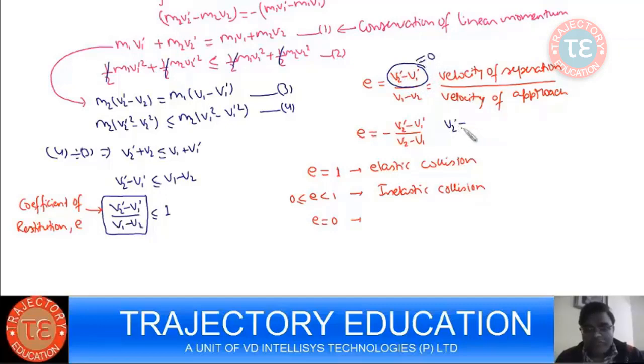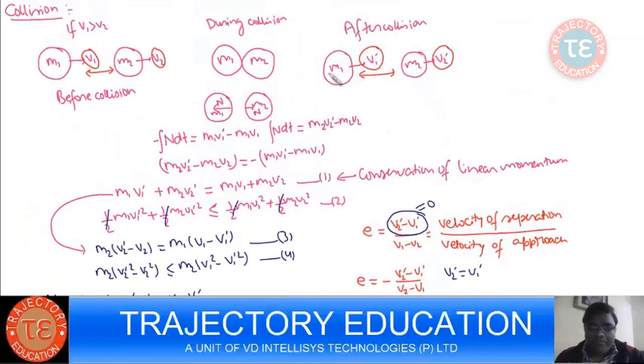When this numerator is 0, it means V2 dash equals V1 dash. When the two bodies collide, the velocities change to V1 dash and V2 dash, and these velocities are equal. When these velocities are equal, it means the two bodies do not get separated. Velocity of separation is 0. The two bodies will be moving with the same velocity. They collide, they come together, and they have the same velocity after collision, so they do not get separated. They come together and remain together.